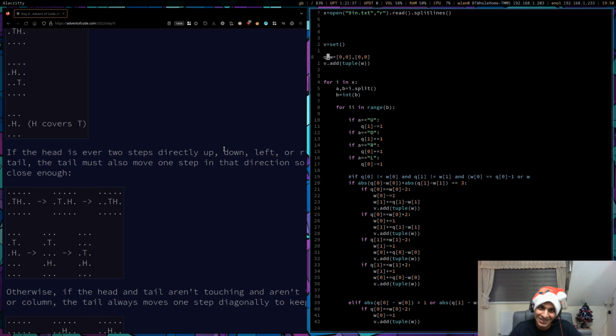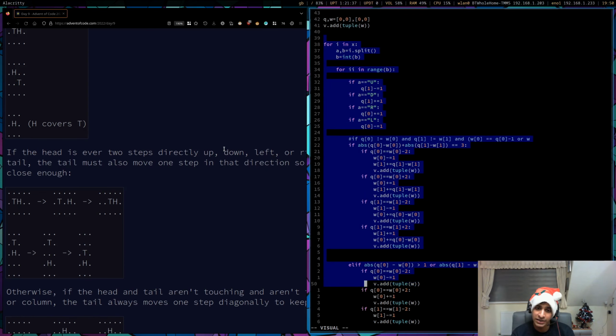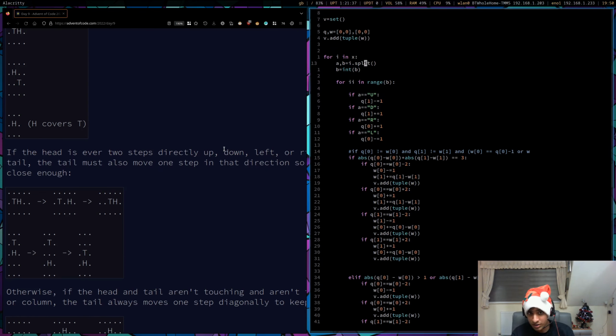Right, and then you obviously just need to add the first place the tail has been to your set. And because sets can't have lists inside them, you have to have immutable objects, so just tuple the list. You'll see I've done that down below here for everything else. Now I'm going through every line, every instruction in the input. I'm listing it so that A is the direction and B is the length. Right, now this is the bit where I messed up.